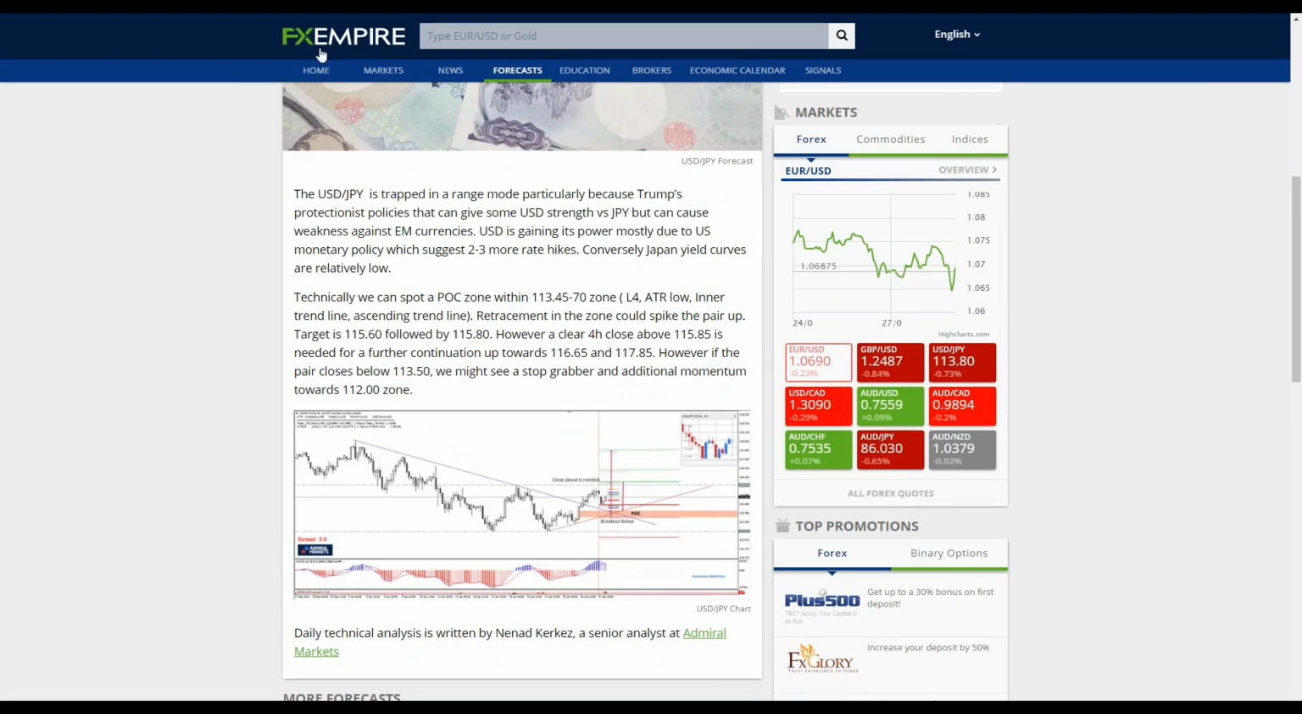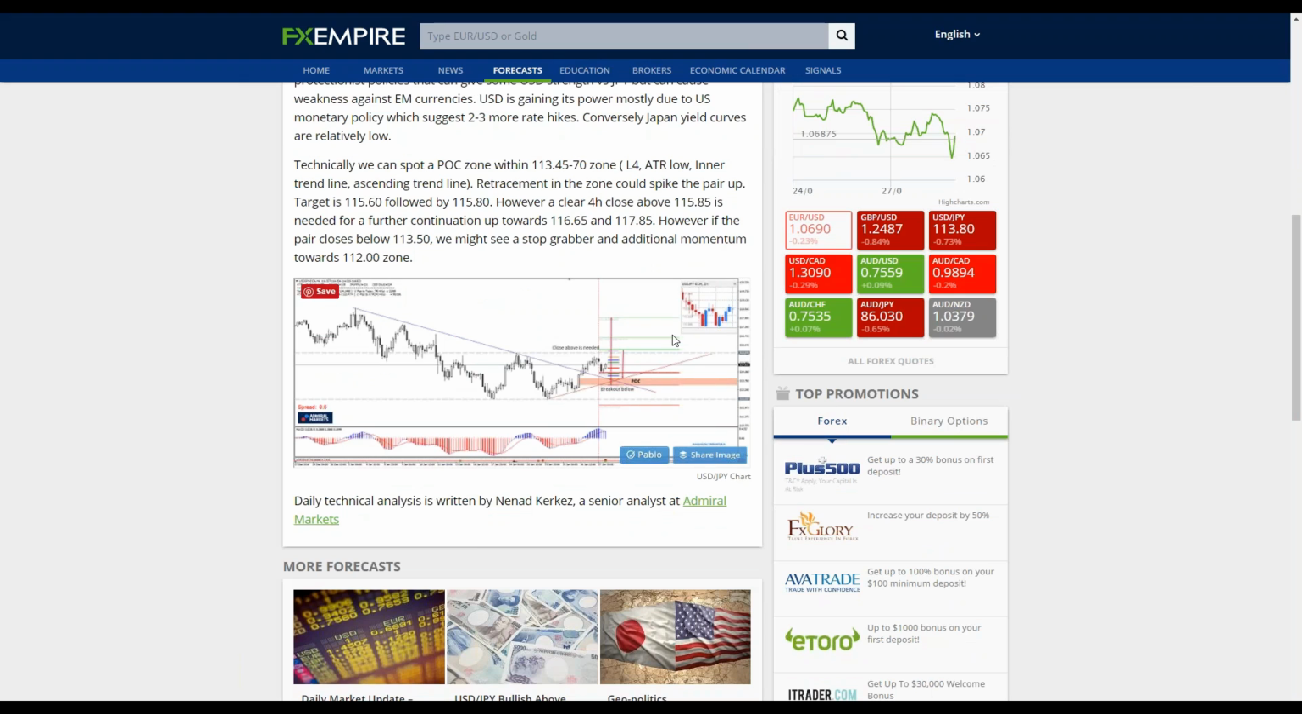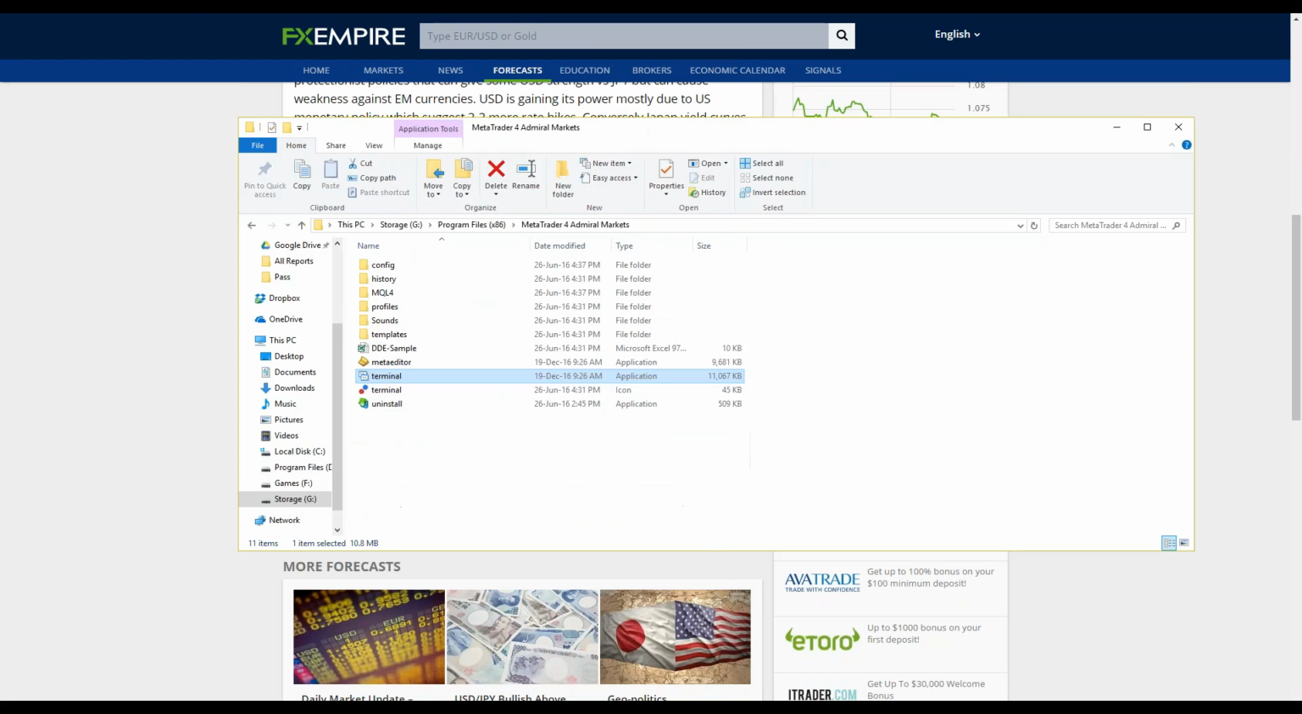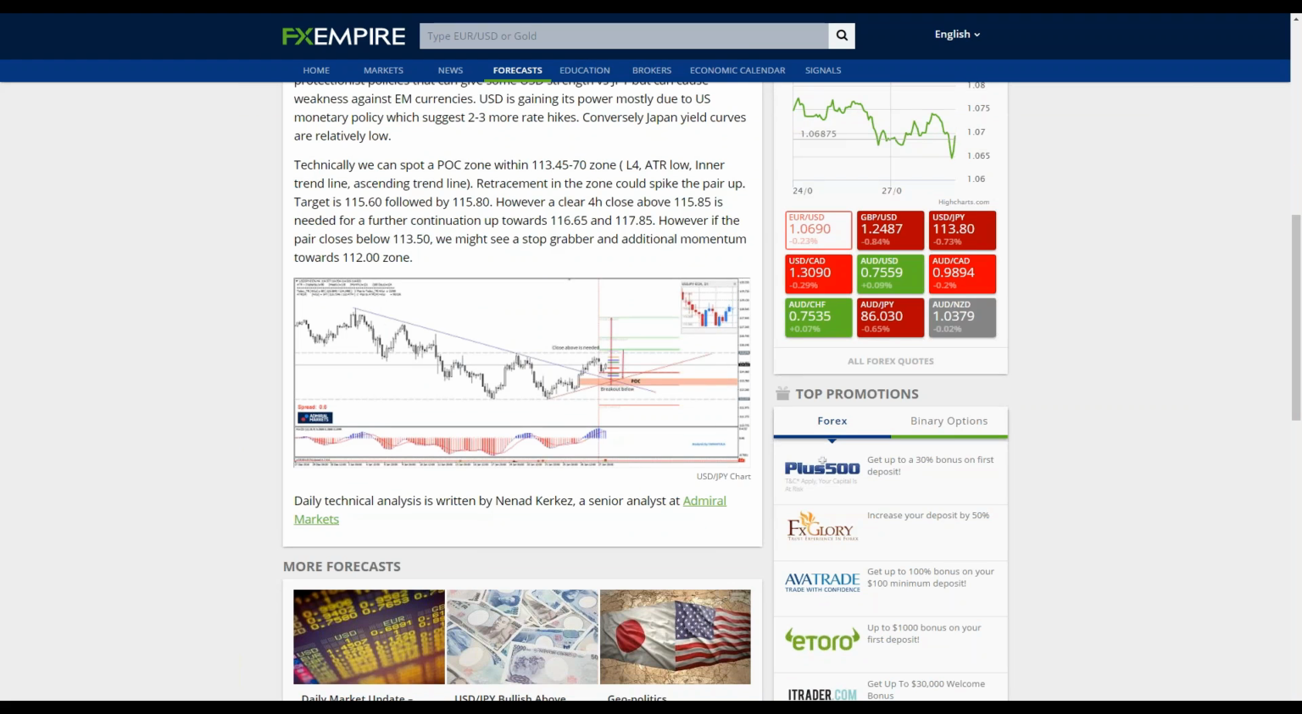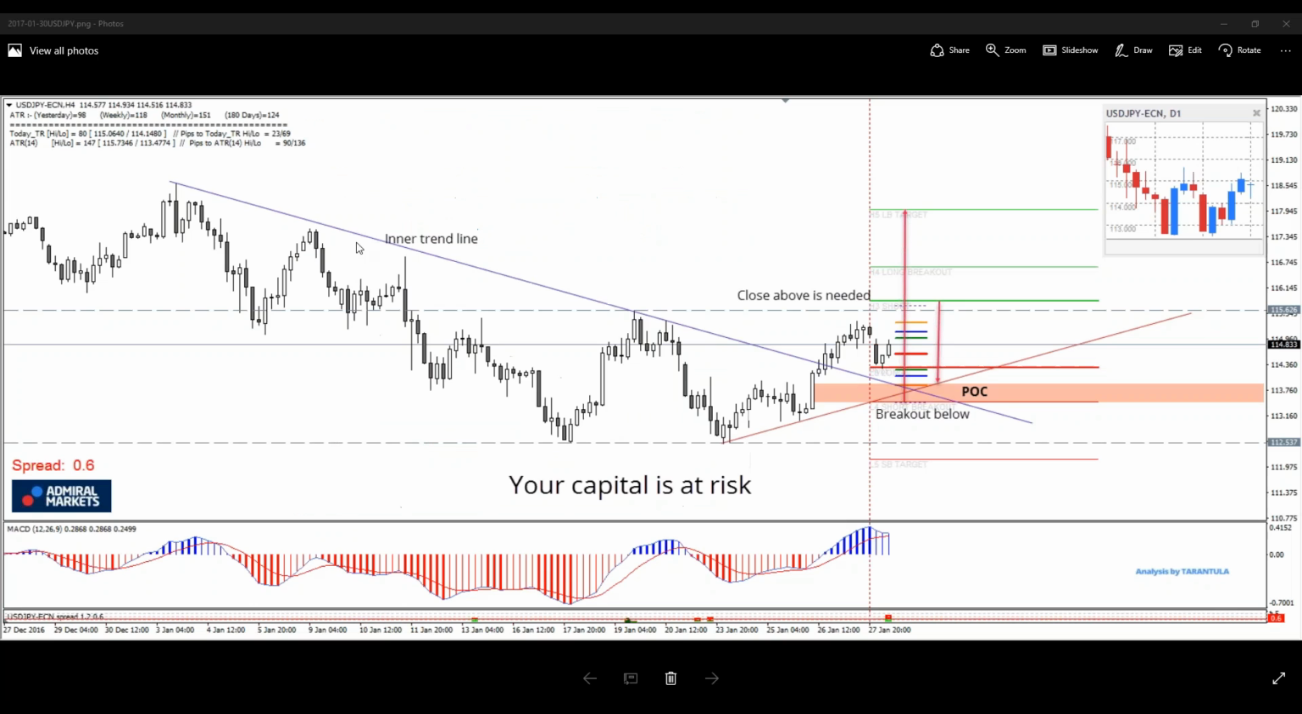On Forex Empire, I did the analysis today, and it was exclusive analysis. So here you can read about it. And of course, let me show you why I picked this level to be the spot to buy into. Let's see. This is it. This is the POC zone.